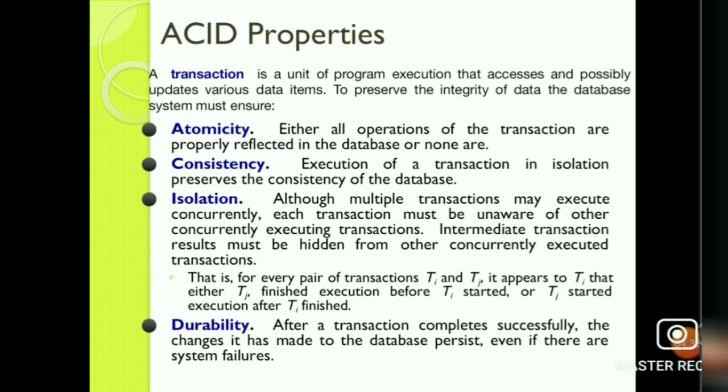So for a transaction to be completed successfully and to preserve the integrity of data in the database, the system must ensure 4 properties. What are they? Atomicity, consistency, isolation and durability. These four are together called ACID properties. A for atomicity, C for consistency, I for isolation, and D for durability. So for a successful transaction to take place in a system, the system should ensure ACID properties.